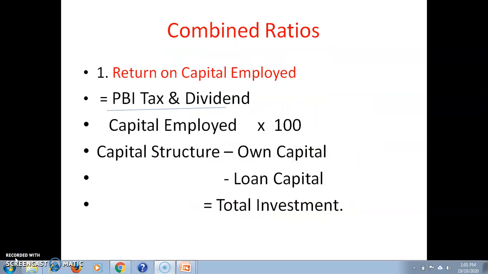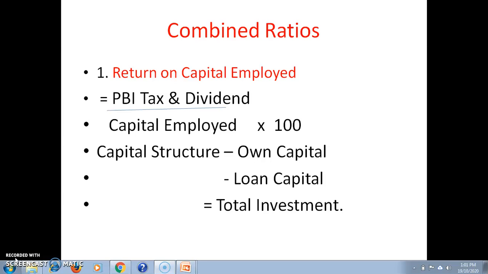This is the first combined ratio. The first ratio is return on capital employed. For calculation of return on capital employed, the formula used is profit before interest, tax and dividend, PBIT, divided by capital employed, into 100. This is a percentage ratio. After multiplication by 100, this ratio is shown as a percentage.